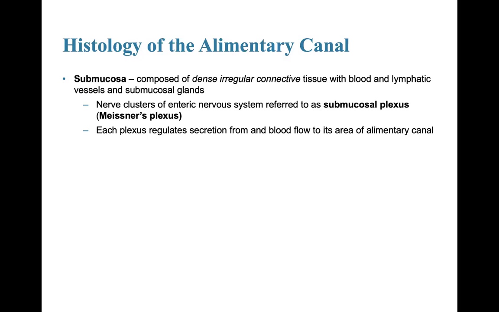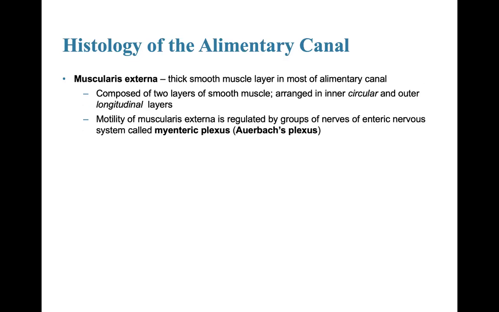The submucosa is composed of dense irregular connective tissue with blood and lymphatic vessels and submucosal glands. The nerve clusters of the enteric nervous system are referred to as the submucosal plexus, or Meissner's plexus. Each plexus regulates secretion and blood flow to its area of the GI tract.